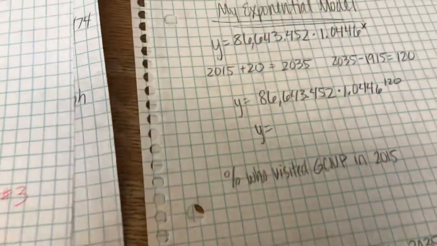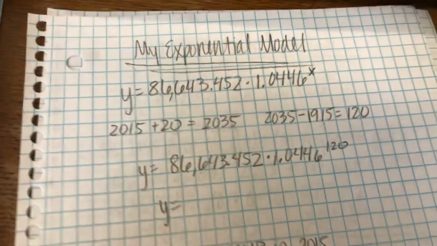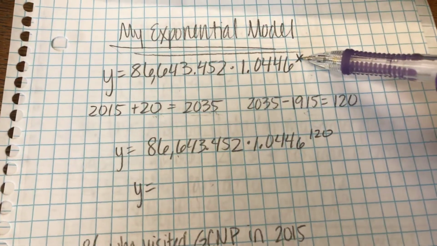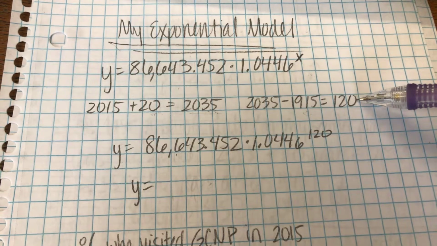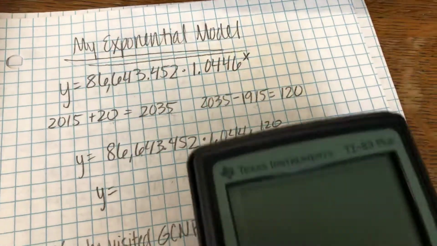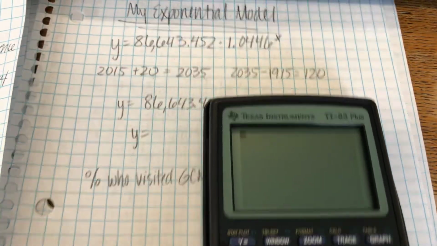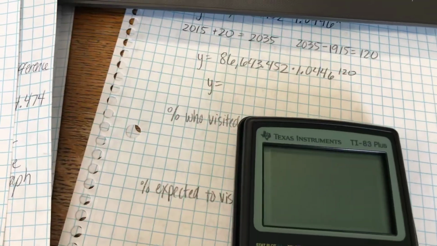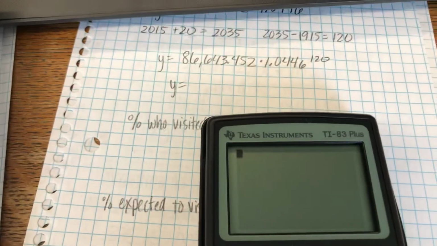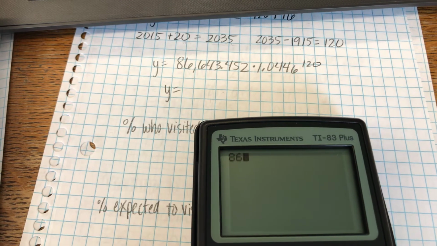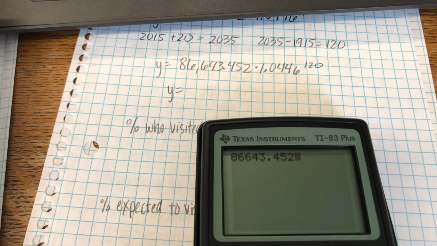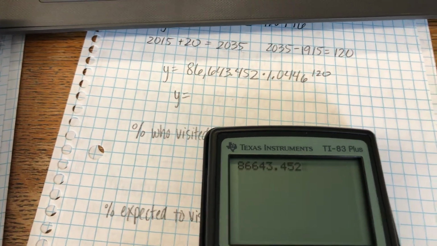What would that be? Okay, so the x is the number of years after 1915. That's the exponent. So I just figured out it's 120 years since 1915. So I put that in place, and I'm going to use my calculator to figure out what that actually equals. 86643.452.